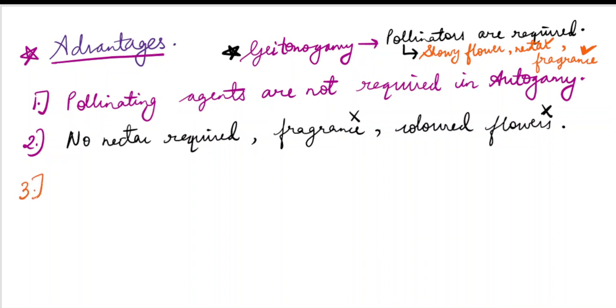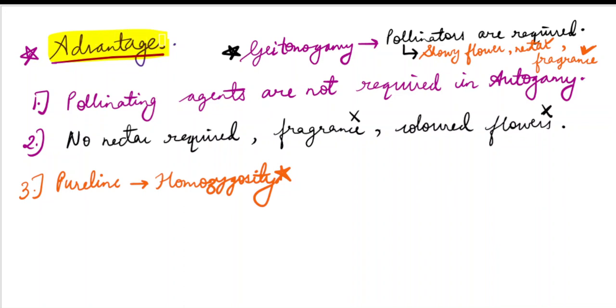And the third advantage is that in self-pollination, just speaking about self-pollination, you can create a pure line. Pure line means you can have the same type of plant for generations and generations. So there will be homozygosity formed. Homozygosity will be seen because of the same self-pollination, there is no variation. So there will be a pure line formed.